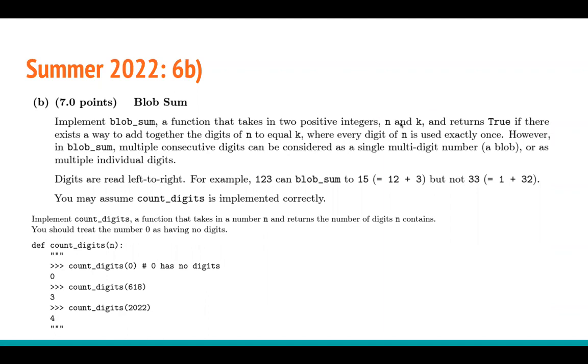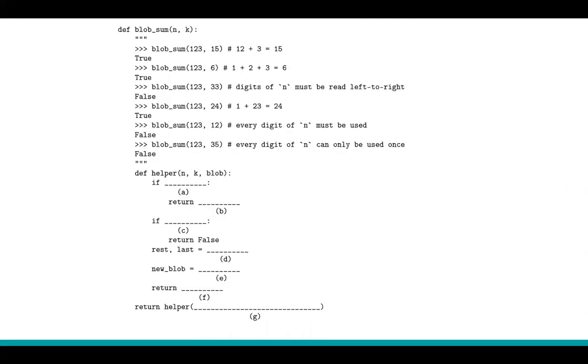And this question also says that you can assume that count_digits is implemented correctly. So count digits is just a function which returns the number of digits that a number has. However, just note that the number 0, in this case, we are considering that the number 0 has no digits. So that will be returning 0.